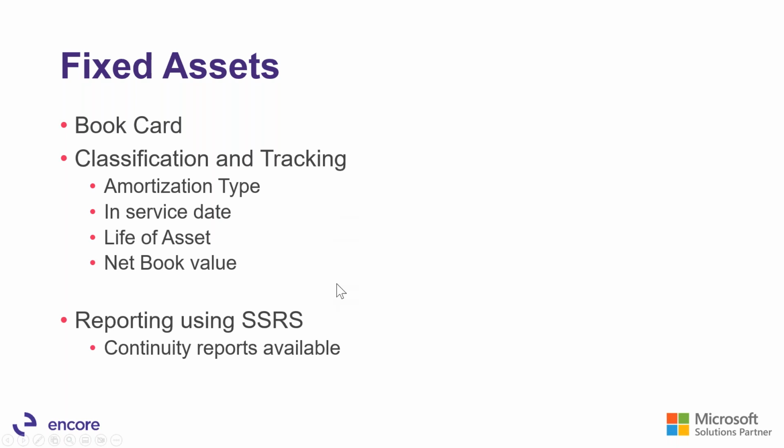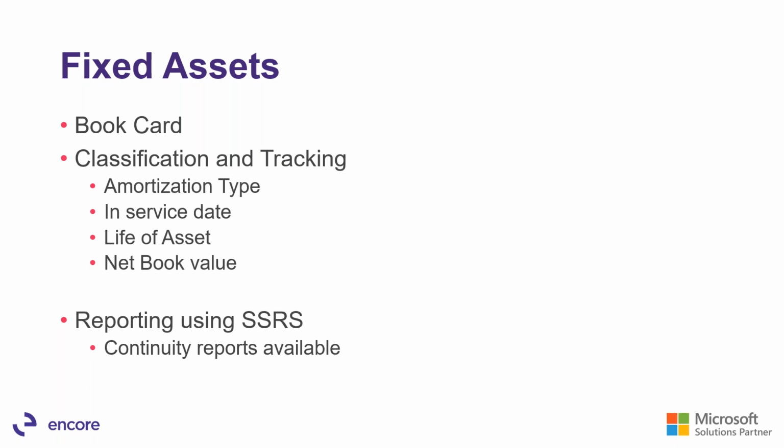Also attached to each asset, we have a book card. That book card sets the depreciation or amortization type, the in-service date, the life of the asset, the net book value, salvage values, and other things like ITCs. We can also add additional information based on what's required for you to track this. This is the screen we'll talk about in more detail later, as it drives the depreciation and the general ledger entries.